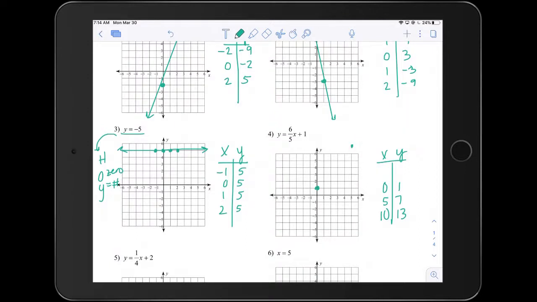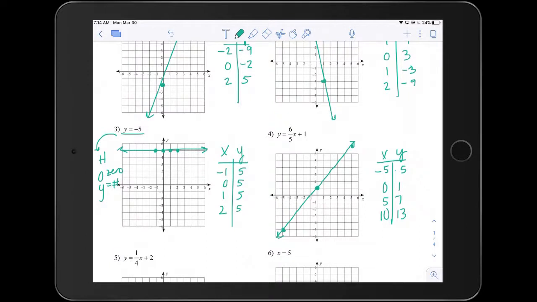So can I go down 6? 1, 2, 3, 4, 5, 6, and over 5? 1, 2, 3, 4, 5. So I can also plot the point negative 5, negative 5. And I found that out just by looking at the graph and seeing that I could plot one more point on there, and that's okay.